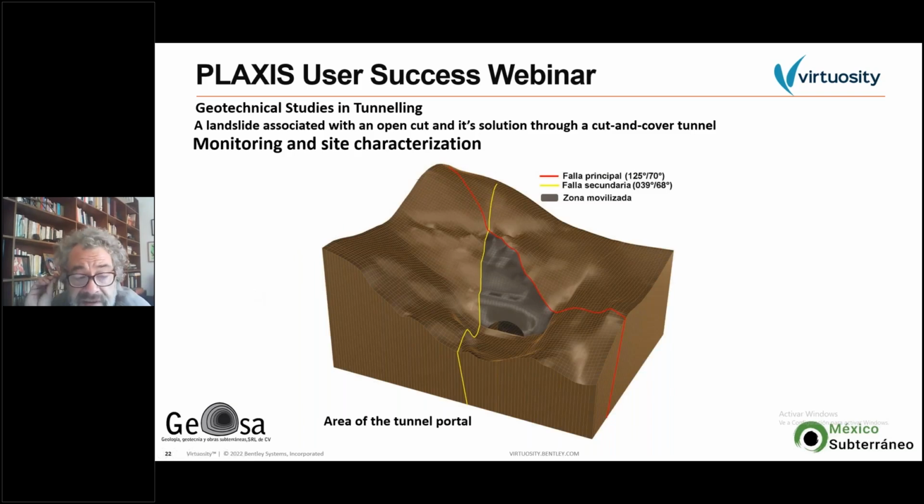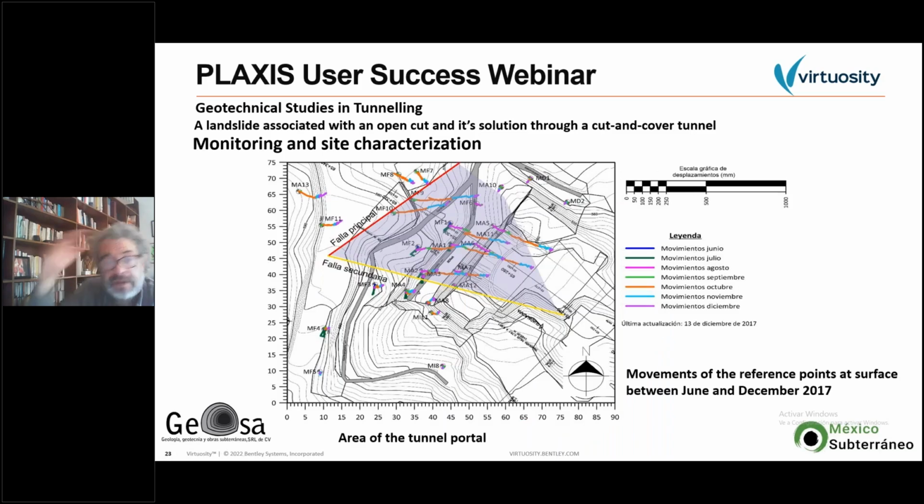This is a representation of the mobilized zone, limited by these principal and secondary faults. And so this was the mass that was moving just right over the tunnel entrance. And after we started monitoring, and after many months of monitoring, we got these vectors of movements. The colors are related to the month of the year.